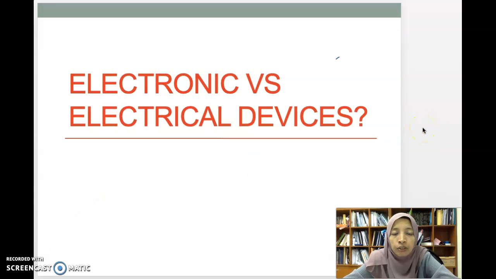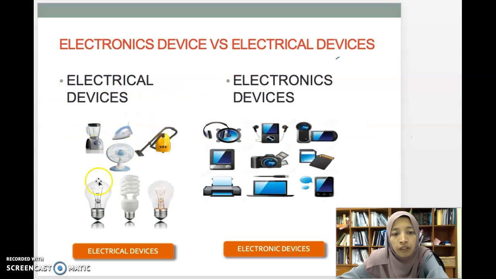Okay. So now first, what is the difference between electronic and electrical device? What is the example of electrical device? What do you think? If you see around your house, we have a lamp, iron, a fan, vacuum or blender. So this is what we call electrical device. Why do we call this one electrical device?